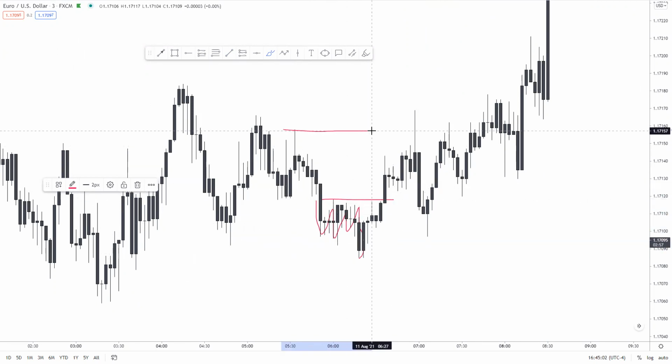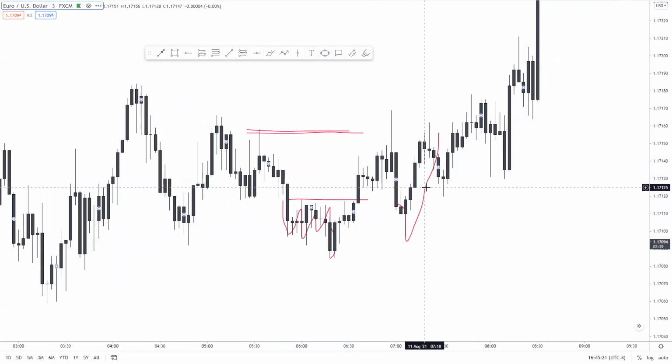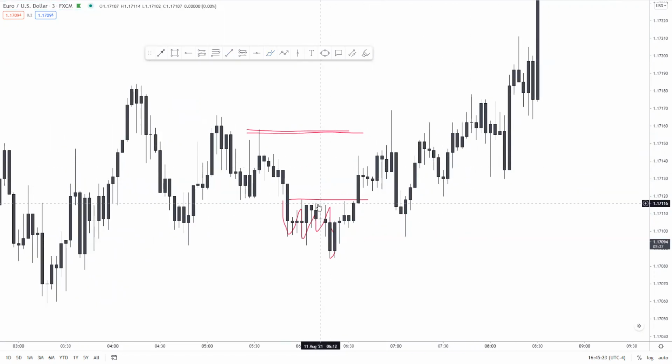And then here on the 2 minute, which I was looking at, I didn't end up taking this. I ended up taking stuff within here. But this was a break of structure. So minor break, major break, consolidate, manipulate, test, and go, right? So now you can see this price action all within here right before this big move.